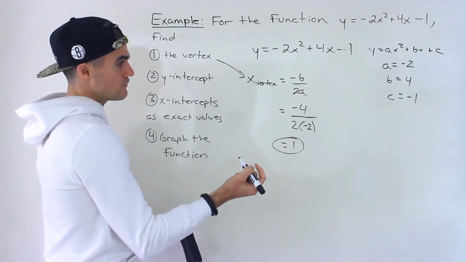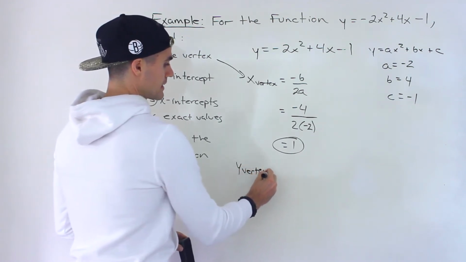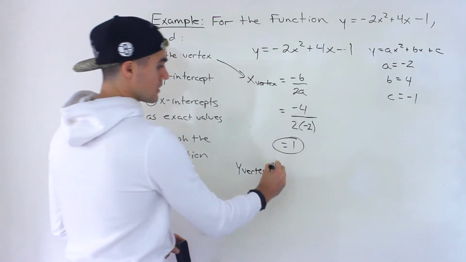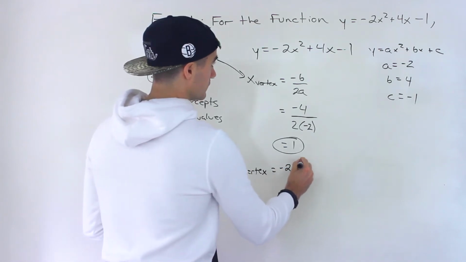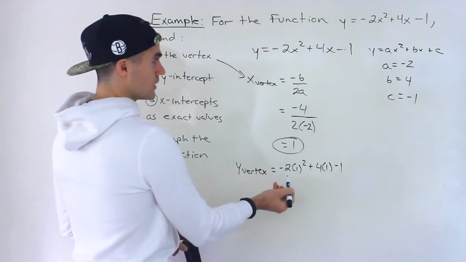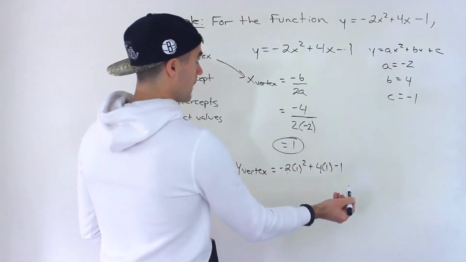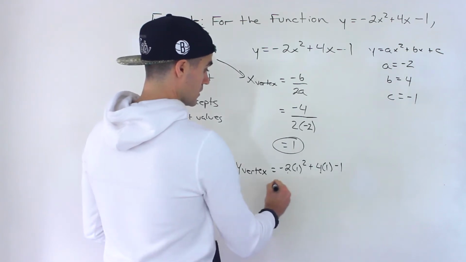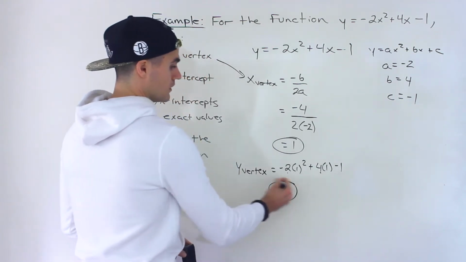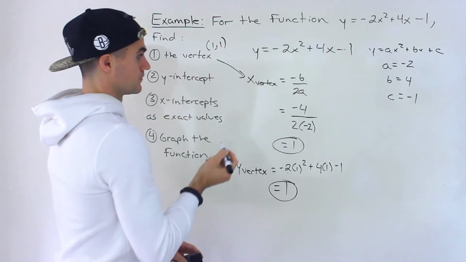So that would be the x value of the vertex. And then if you want the y value of the vertex, you just take that x value, plug it into the function. And when you do that, you'd end up with negative 2 plus 4, which is positive 2, minus 1 would give you 1. So the vertex is actually just 1 and 1.